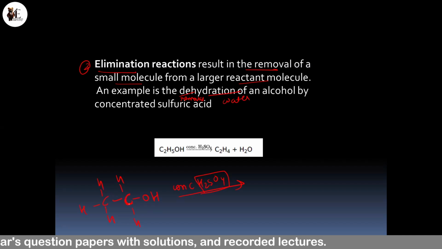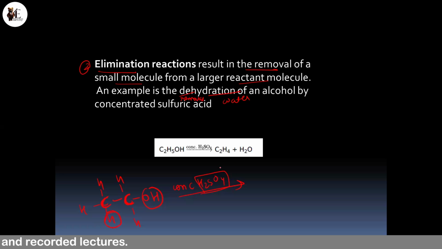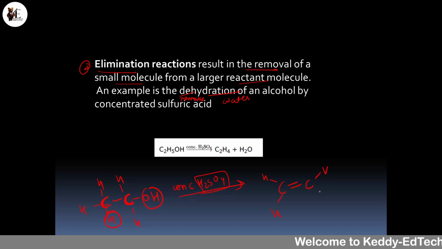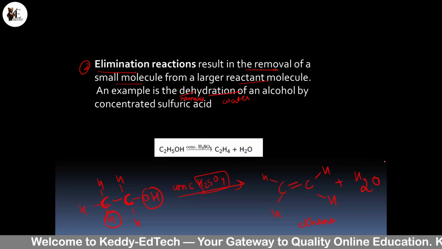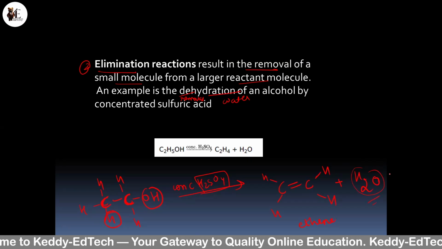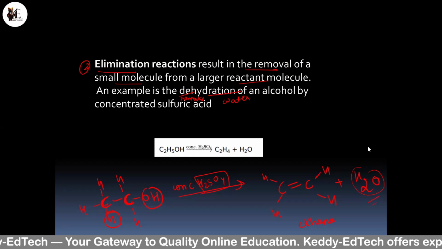So from this carbon your OH group is removed, and from this carbon your H atom is removed. Okay, and then we have a double bond here, and all the atoms are there, H and H. That means it is your ethene, plus H2O is removed. H and OH gives me H2O. So elimination means that you have removed this small water molecule from your larger reactant molecule.